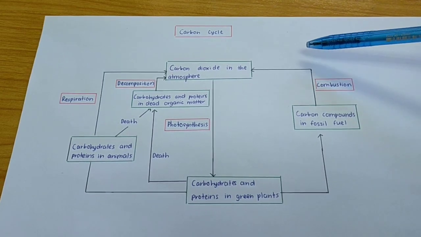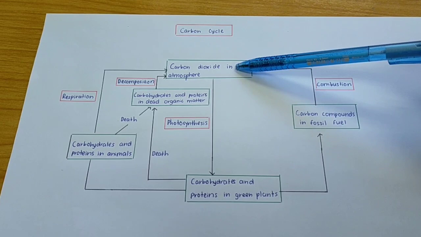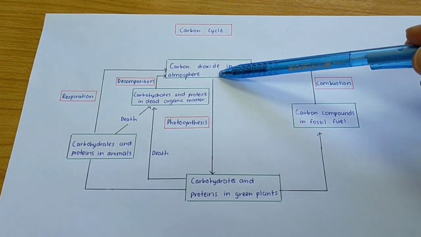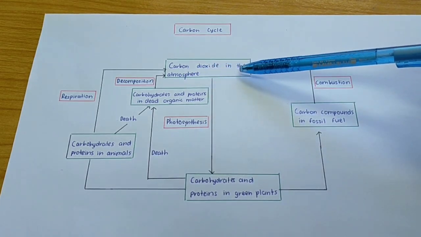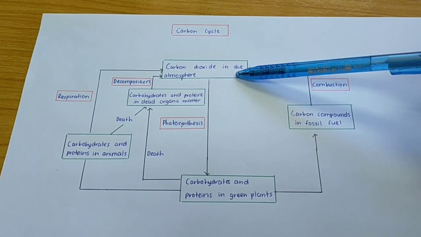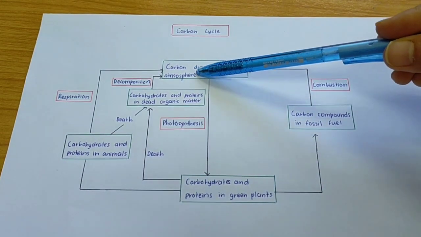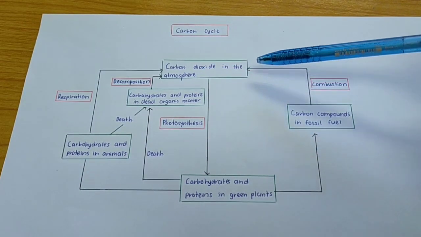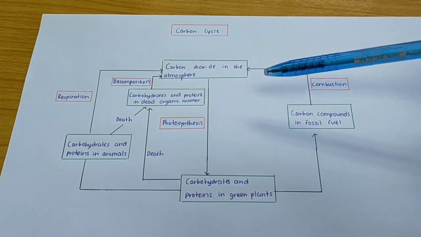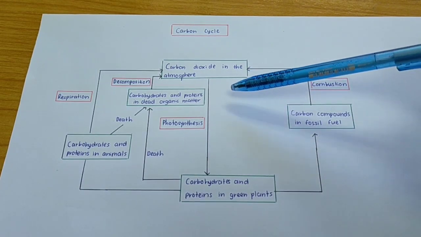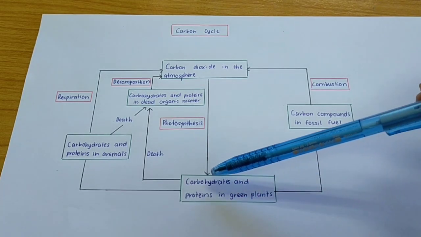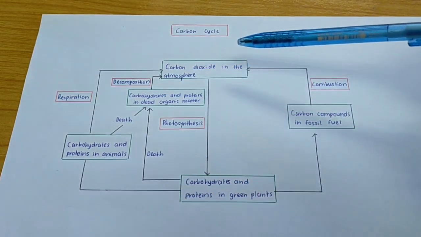If you look at the diagram, the carbon cycle involves carbon dioxide. Where does carbon dioxide come from? It is from the atmosphere. The atmosphere is an example of an abiotic component. So what happens to this carbon dioxide? You have to stress several processes that are involved in the carbon cycle. You have to differentiate how carbon dioxide can be absorbed by the green plants, and also how carbon dioxide can be released back to the atmosphere.